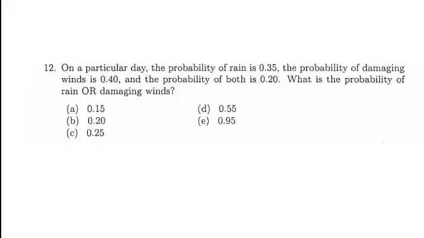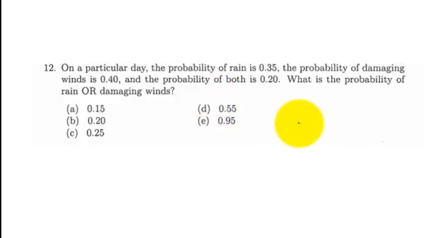Okay, welcome to number 12 of this practice final exam. On a particular day, the probability of rain is 0.35, the probability of damaging winds is 0.4, and the probability of both is 0.2. What is the probability of rain or damaging winds? Now there's two ways of doing this.